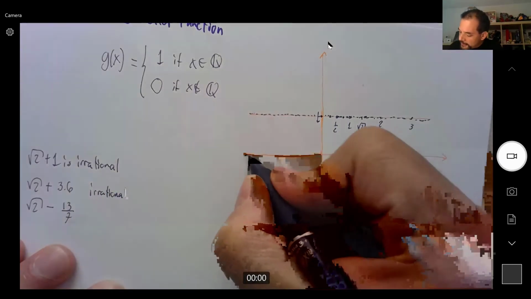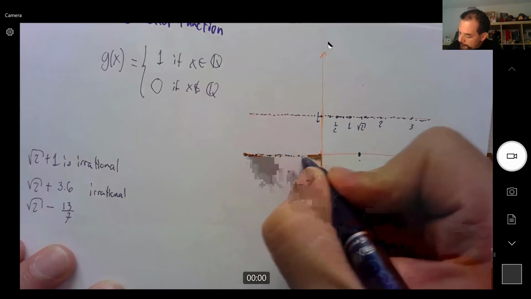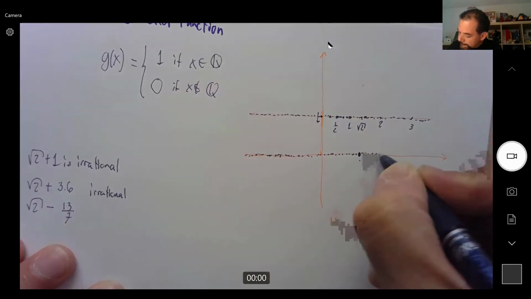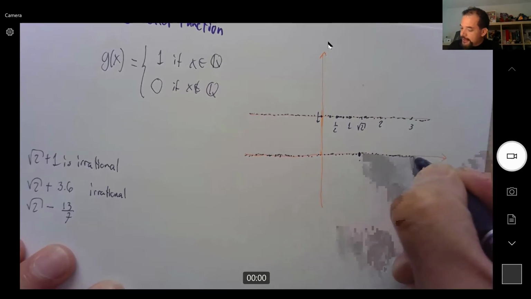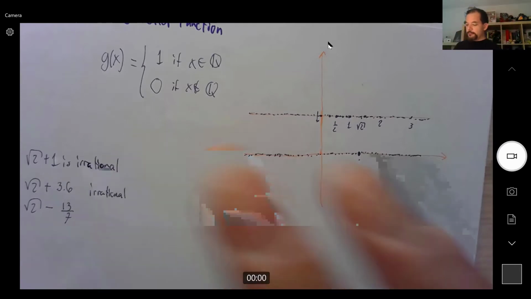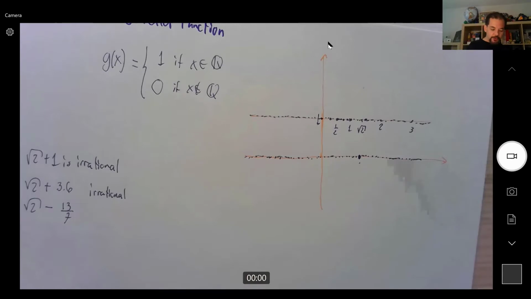Which makes it so that there's also a bunch of zeros here. A bunch of points all over the place that are also irrational. So it's a difficult function to appreciate because you have a lot of elements that are zeros and a lot of elements that are ones. Okay, so I'm not meaning to give a lot of detail about this function right now. We're just introducing it for the time being.